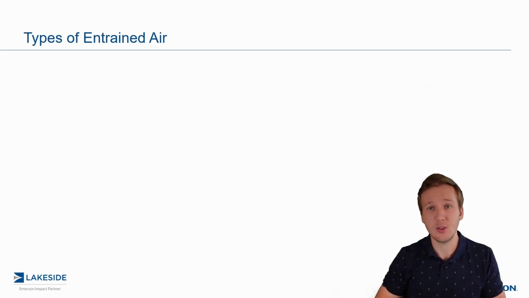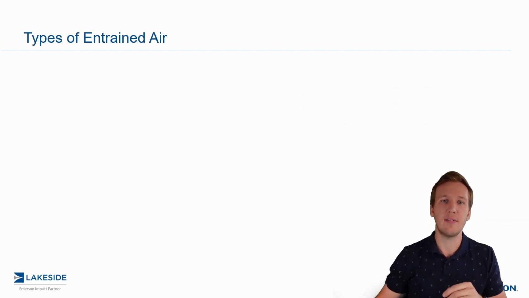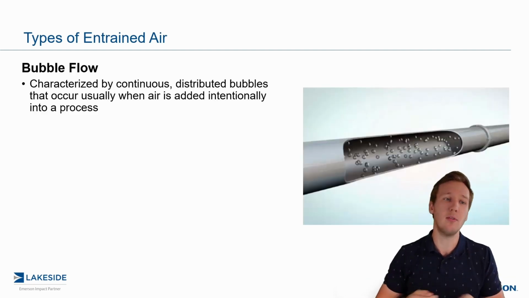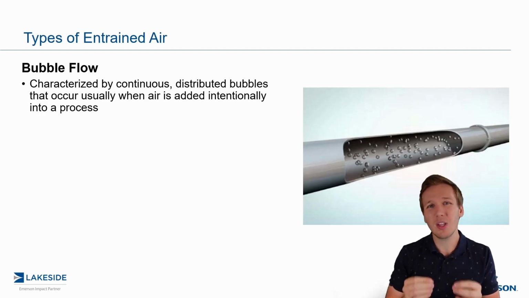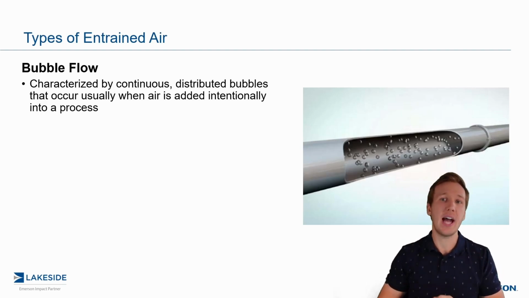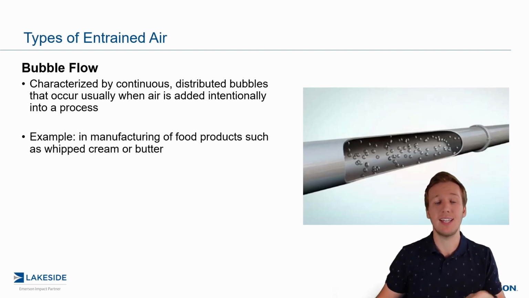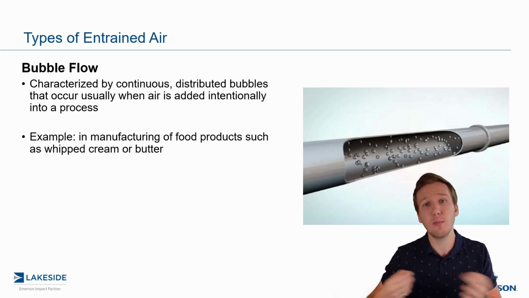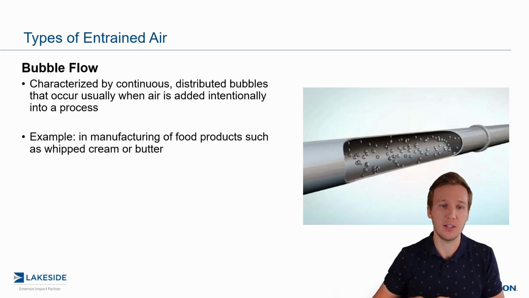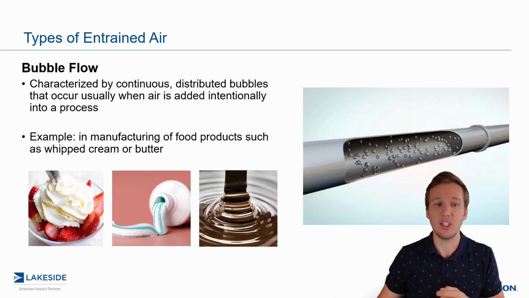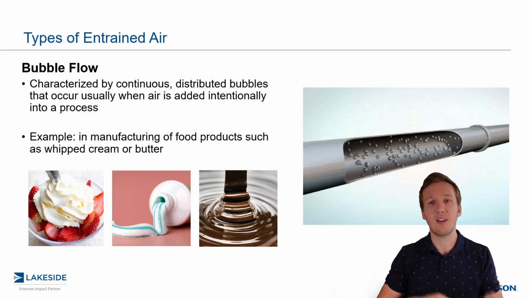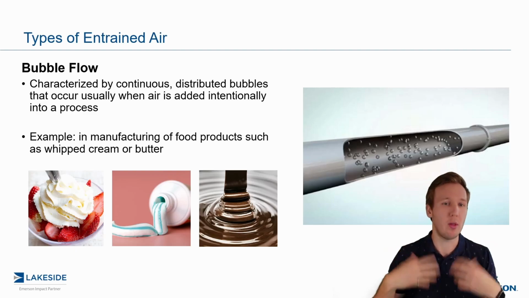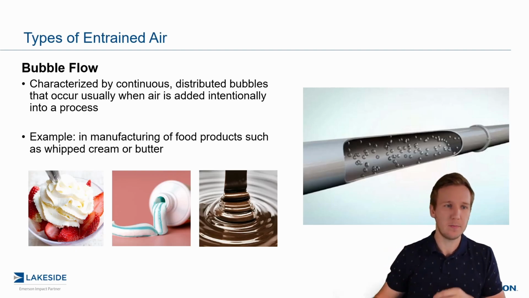So what are the different types of entrained air? Well, we classify them in about 3 different ways. The first one would be called bubble flow. Think of continuous distributed bubbles, typically really small, but they are intentionally added to the process and they are always there. It's important to understand that they're always there because then that means we can't ask our customers to remove those if it presents measurement challenges. We quite often see these in the food and beverage industry. So think whipped cream, or think toothpaste, or even chocolate. Bubbles are added to sometimes help enhance the texture or the flavor, and so we don't want to remove those.